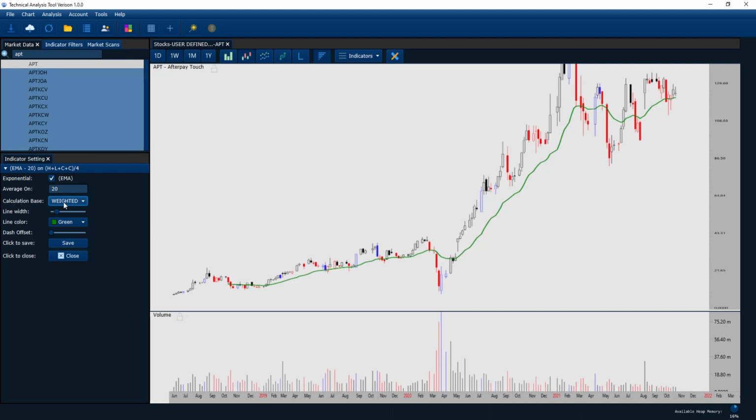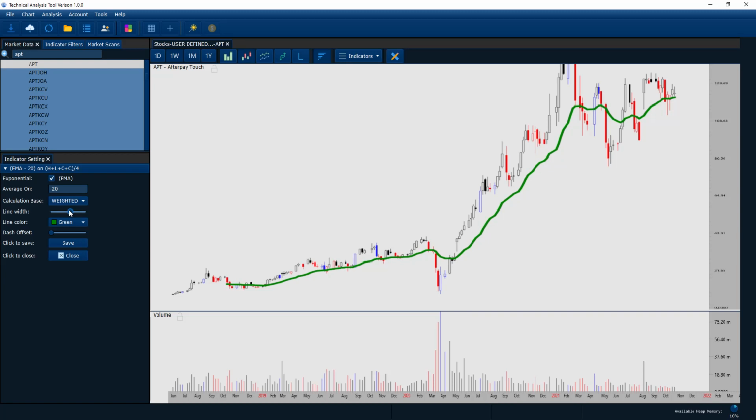So you can do this type of configuration here. The next one is the line width. Of course, you can draw thicker or thinner lines here.